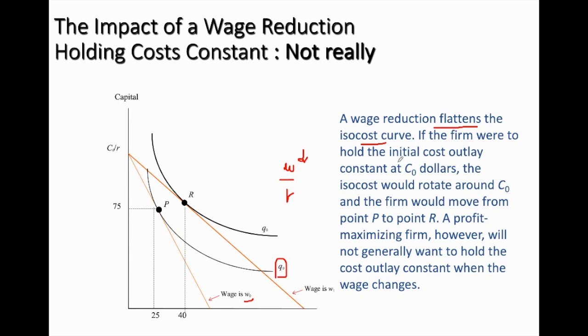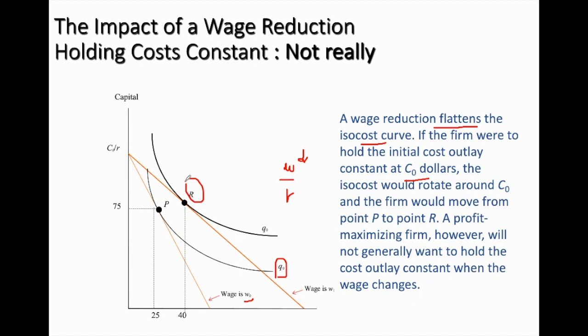If the firm were to maintain the initial cost outlay constant at C0, that means the isocost would rotate around C0 on this point. And now the optimal point has moved from point P to point R. R now is the new optimal point.